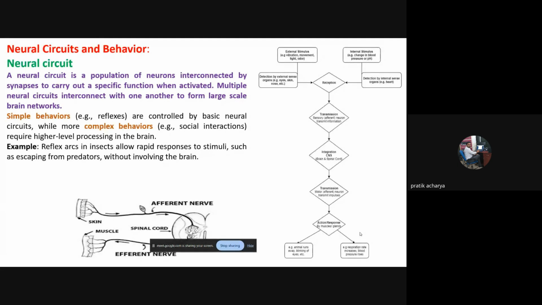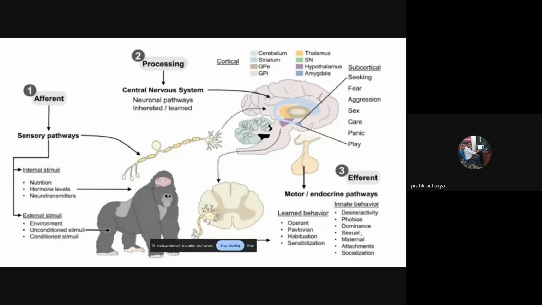How neural circuits are responsible for behavior is explained here. This is the pictorial presentation. Just look at it. In this pictorial presentation, we have marked different centers of the brain, and how different centers of the brain are responsible for different behavior. Mainly brain centers like the thalamus, hypothalamus, and amygdala are responsible for different behaviors.